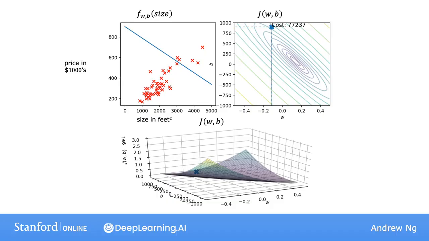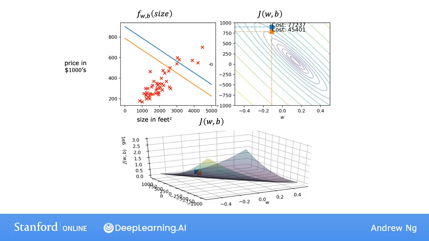Often W and B will both be initialized to 0, but for this demonstration, let's initialize W to be equal to negative 0.1 and B to be 900. So this corresponds to f of x equals negative 0.1x plus 900. Now, if we take one step using gradient descent, we end up going from this point of the cost function out here to this point, just down and to the right. And notice that the straight line fit is also changed a bit.